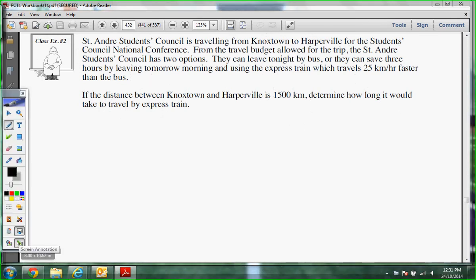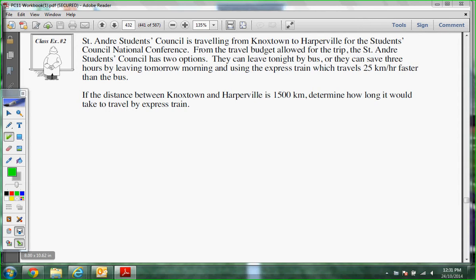So St. Andre's Student Council is traveling from Knoxtown to Harperville, no S, for the Student Council National Conference. So first off, when you guys are reading that first sentence, it's irrelevant. There's nothing in there mathematically we need to know, other than maybe the places, but they'll say them again. From the travel budget allowed for the trip, the St. Andre's Student Council has 2 options.